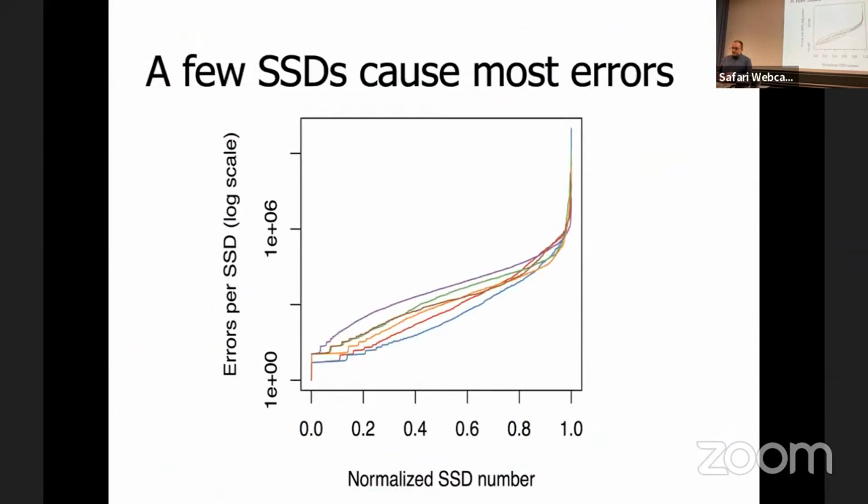So we observed that a few SSDs cause most errors. You can see from this picture that there are some SSDs that cause many more errors, and that's also expected. I mean, that's also the case for DRAM modules. There are some DRAM modules that are more error prone essentially.